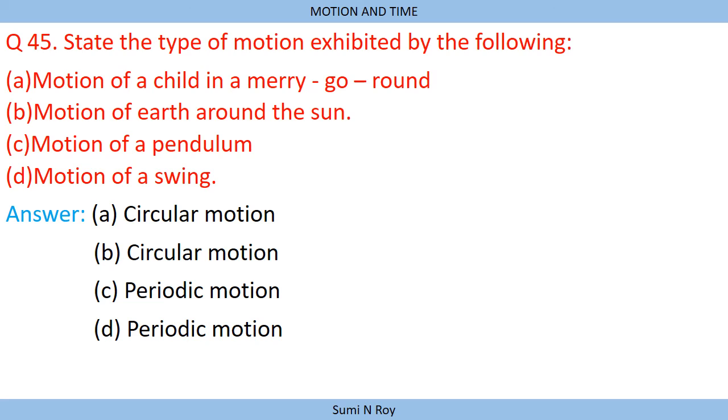The last question is, state the type of motion exhibited by the following. Motion of a child in a merry-go-round, it will be circular motion. Motion of earth around the sun will be circular motion. Motion of a pendulum will be periodic motion. Motion of a swing will be periodic motion.